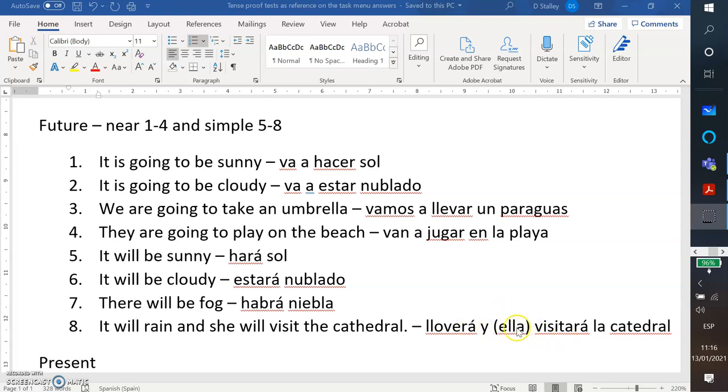Ella, and I put a in brackets. You could put ella in because we've put she. If the sentence isn't ambiguous, so you know you're talking about a girl or woman, then you don't need to put the ella in there. And then visitará, again, we've got that ar on the end of the verb visitar, the infinitive, and la catedral. Common mistake here is that people put an H in it, or if they're typing in it, it does autocorrect with an H in it. Okay.